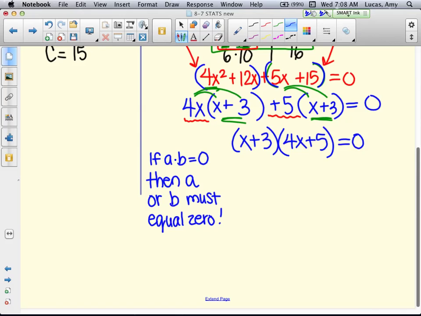So I'm going to set each of my binomial factors equal to 0. So the first one I set equal to 0. I would subtract 3 on both sides. So x equals negative 3.